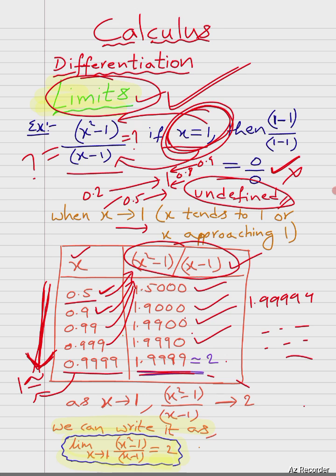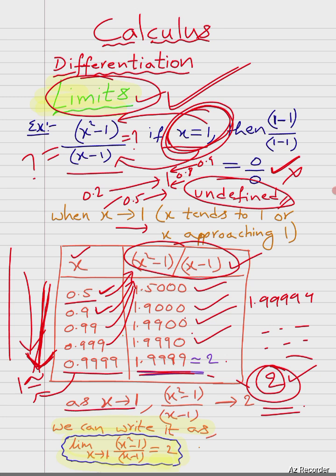So what can be the last value? If you keep on doing this, what can be the last value? The last value can be 2. We cannot confirm, but it appears that the last value can be 2. So if you keep on doing this process, where will you approach? You will approach the answer 2. So the limit of this one is 2, as x tends to 1. This is called x approaching 1 or x tends to 1. You can read that as x tends to 1 or x approaching 1.